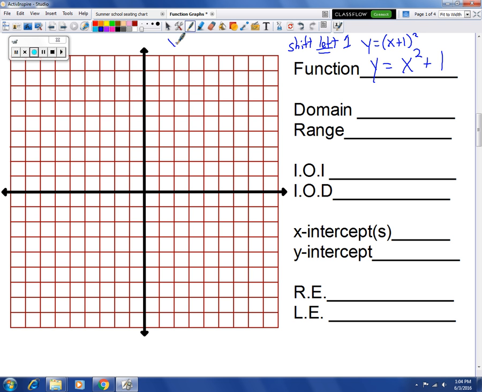If it said y equals x minus 1 squared, that would be a shift right of 1. Well, this one's a little different. There's a +1 behind it. See, it's like in a different room. When that happens, that's a shift up, not right, and you have to know which way you're shifting.